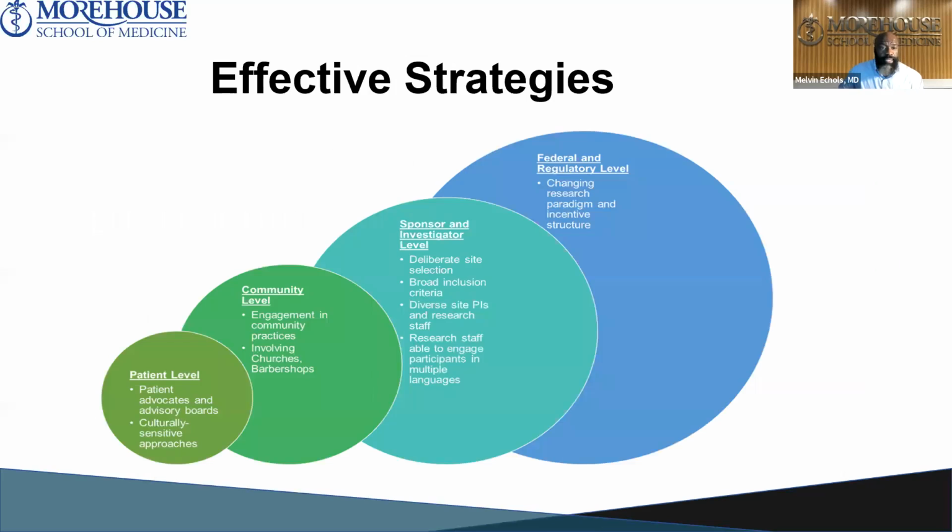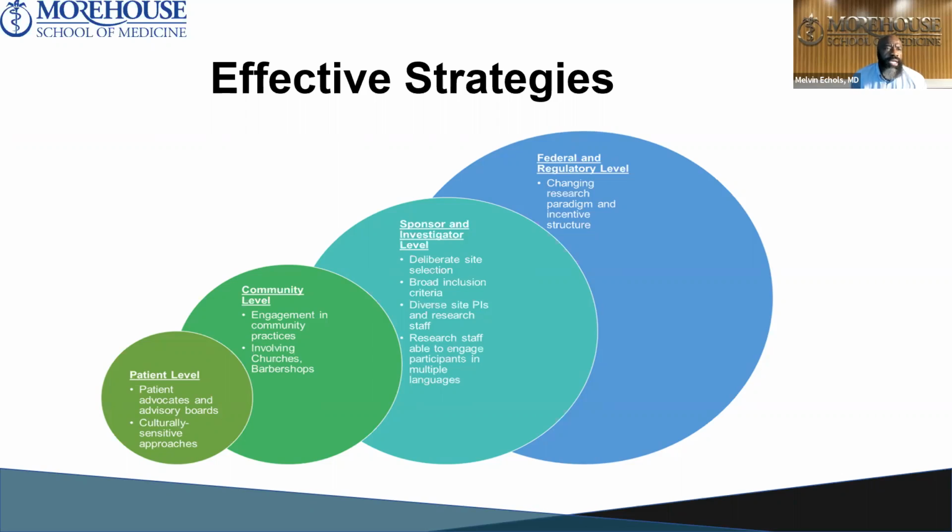So effective strategies. We're going to go from the patient level to the federal level. At the patient level, you can engage patient advocates or advisory boards. So Victoria, engage some of the pastors or even have them become a part of your advisory board. Once you get leaders from the community, they can tell you what the community is thinking. Sometimes they don't speak for all, but they will give you a good pulse of what's going on. So don't hesitate to do that.